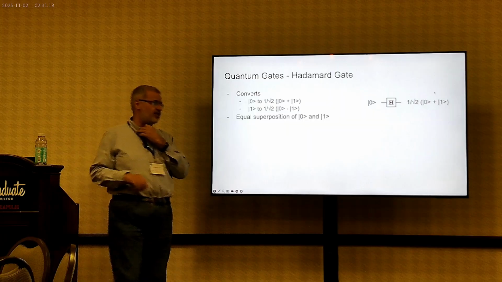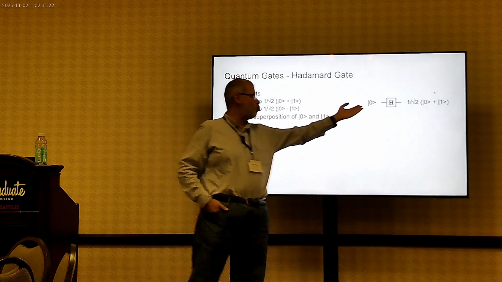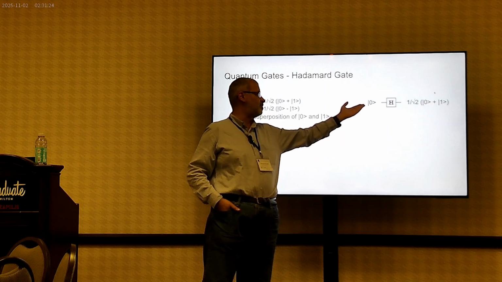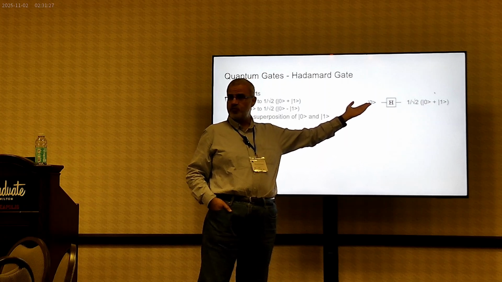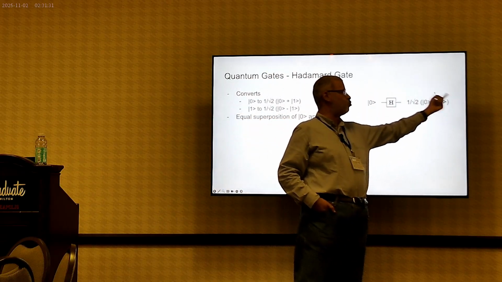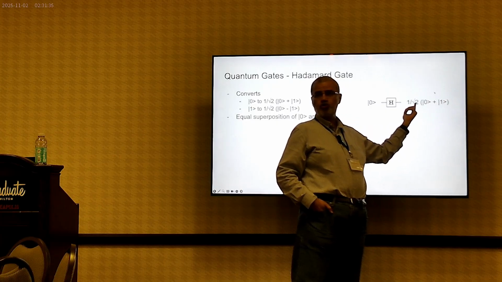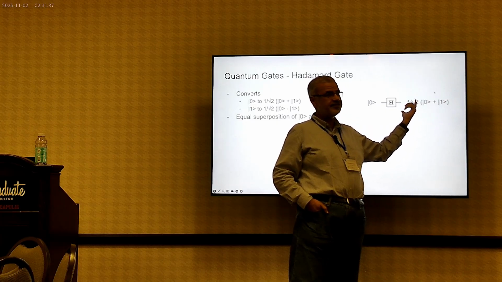Another one is the Hadamard gate. What the Hadamard gate does is it takes a pure 0, meaning a qubit in 100% 0, which is a special case of the mix, and puts it in an equal superposition of 0 and 1. Why 1 over square root of 2? Why not 1 over 2? Any hints?